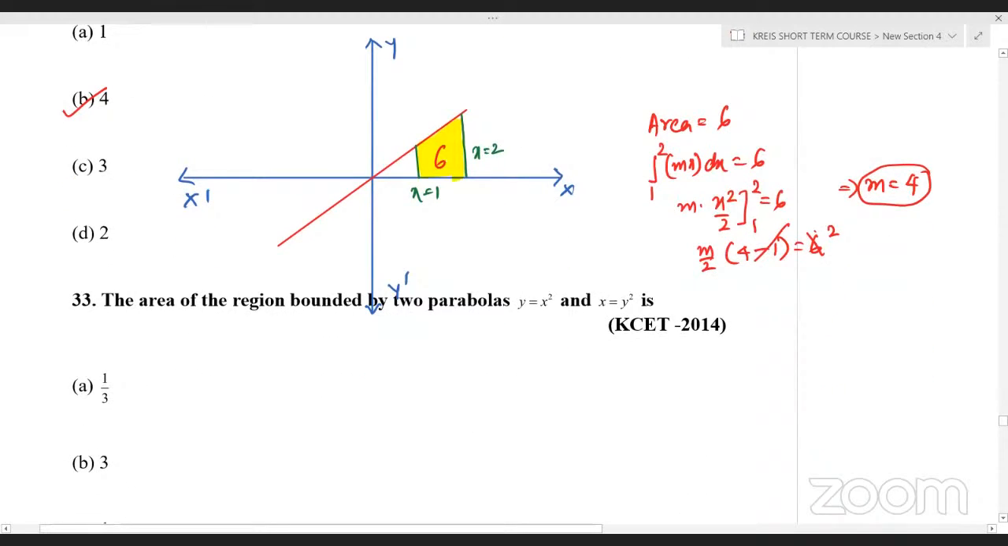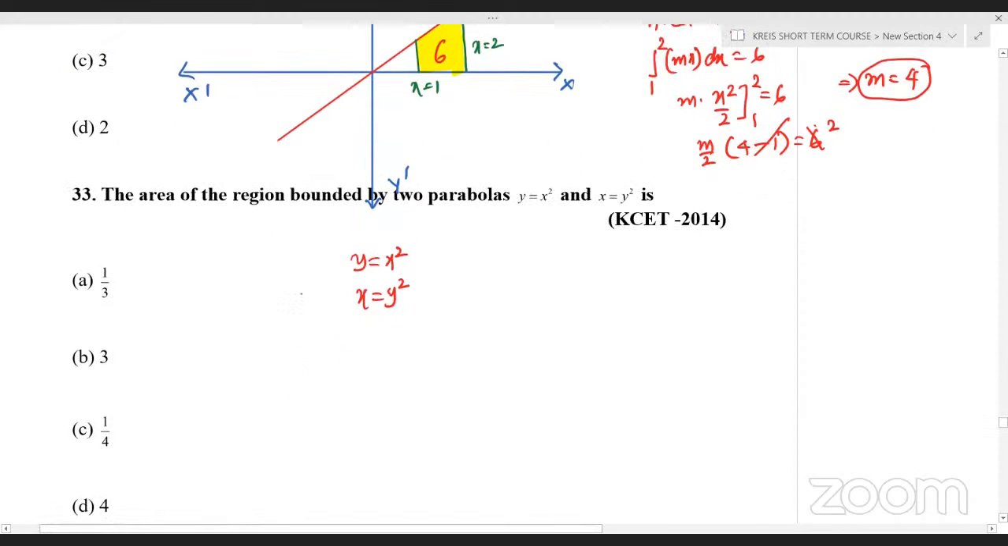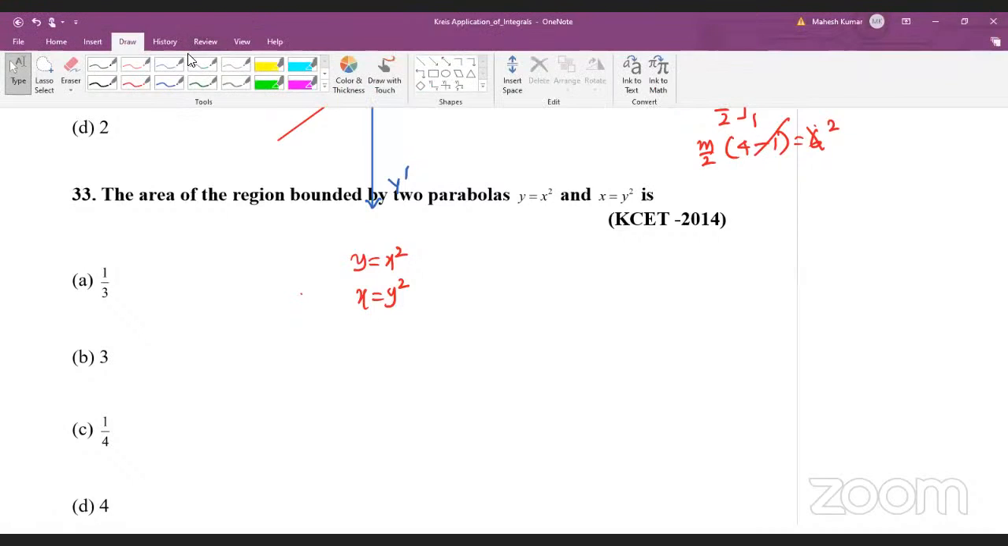Area of the region bounded by two parabolas, y is equal to x square and x is equal to y square. What is going to be the area between the curves? So y is equal to x square and x is equal to y square. Now one is an upward open parabola and another is going to be a right open parabola. So upward open parabola and right open parabola.